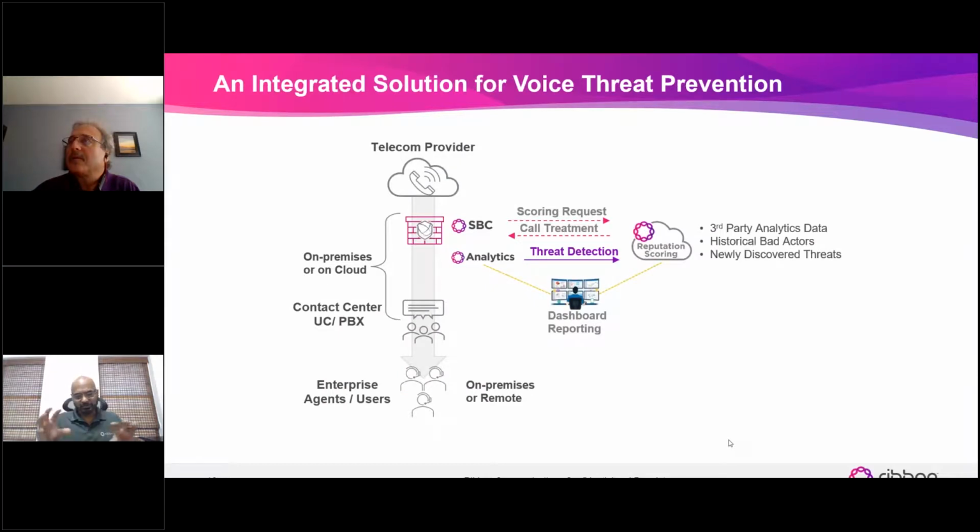Okay, so those are the 3 pillars of a voice threat prevention solution: anomaly detection analytics, reputation scoring for real-time score creation, and then SBC and PSX for policy enforcement.